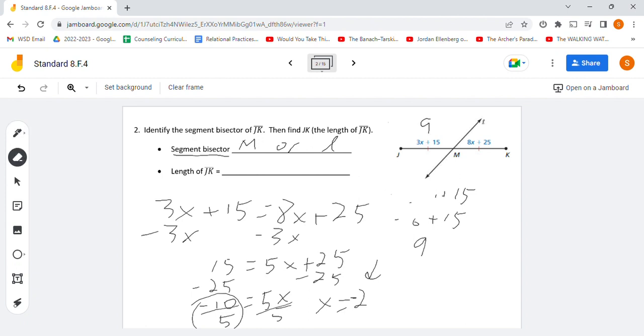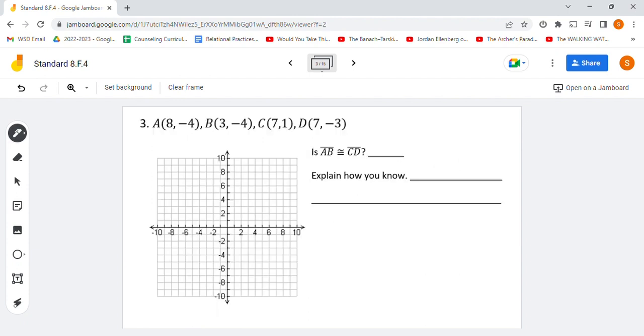Well, let's test it out in our other side over here. We end up with 8 times negative 2 plus 25. 8 times negative 2 is negative 16. And negative 16 plus 25 again is 9. So we end up with 9 and 9, which means we did it correctly. Putting those together, we have a total segment length JK of 18 units.